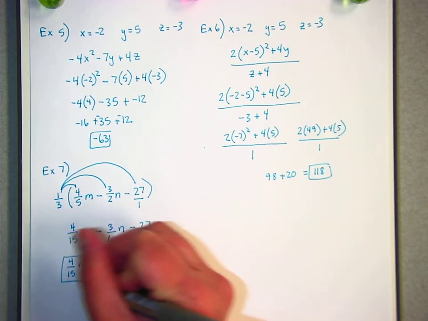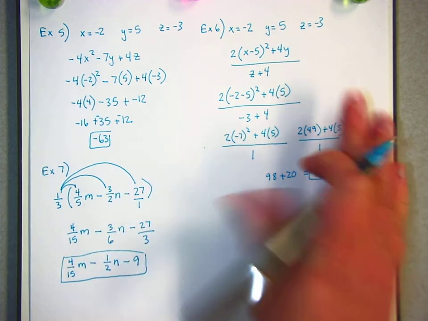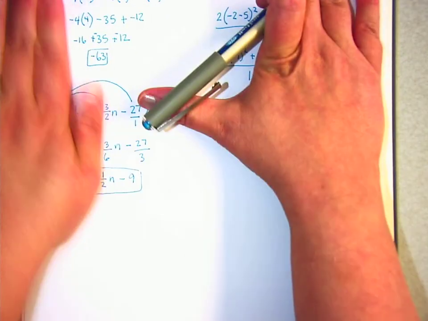I can't combine them together because one is an m, one is an n, and the other is just a plain old number.